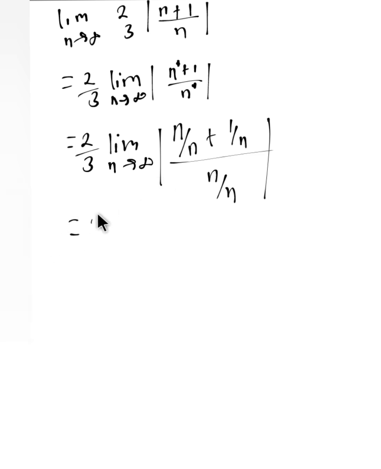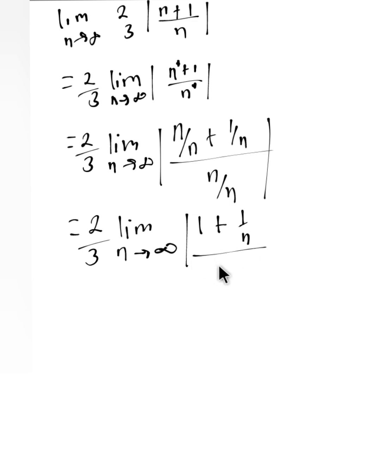So this gives us 2 over 3, the limit as n tends to infinity of n over n is 1, plus 1 over n, all over 1.